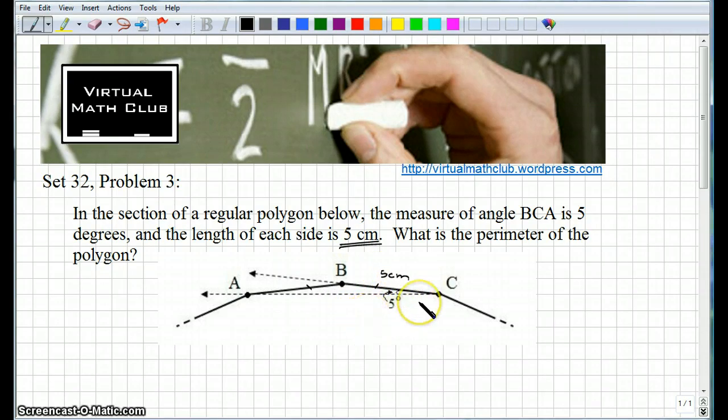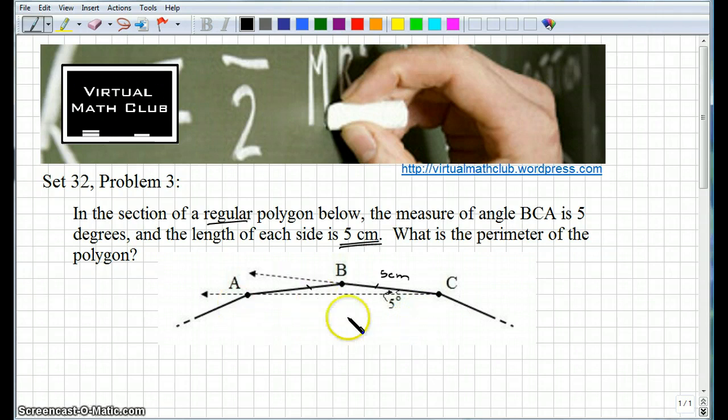And if we knew how many sides we had in this polygon, we could just take 5 centimeters times the number of sides and we'd have it, right? But we don't know how many sides. We just know that it's a polygon, and it's a regular polygon, okay? So regular just means that all the side lengths and all the angles are the same for the polygon. But we don't know how many sides there are. So that's the trick in this problem, all right?